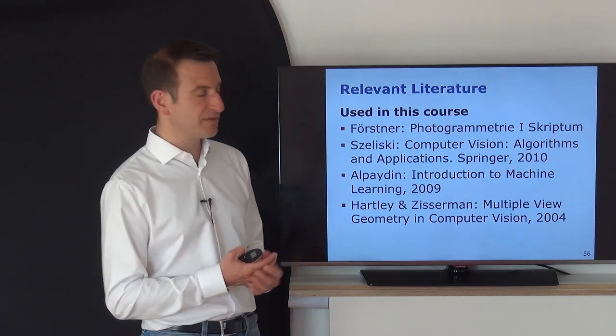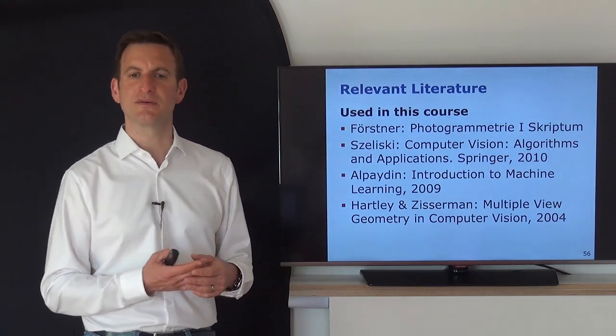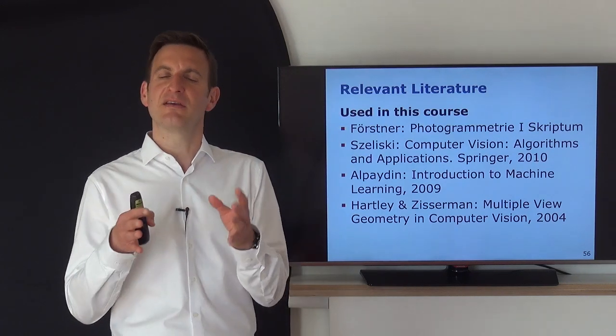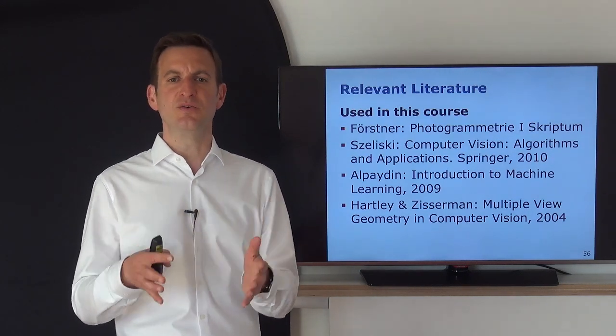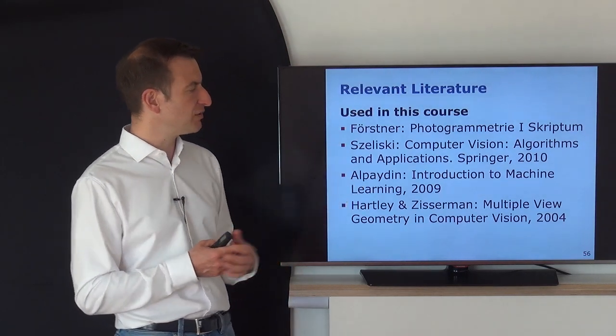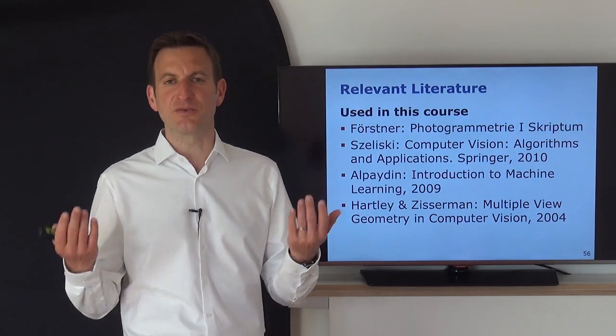Then there's, for the aspects related to machine learning, the Alpaydin Introduction to Machine Learning, which I found one of the best books, introducing machine learning concepts in a way that everything is first done in 1D, explained very intuitively, and then generalized to multiple dimensions, which I found when I was learning machine learning one of the best books that I experienced myself.